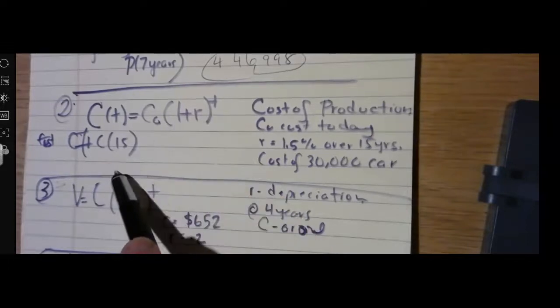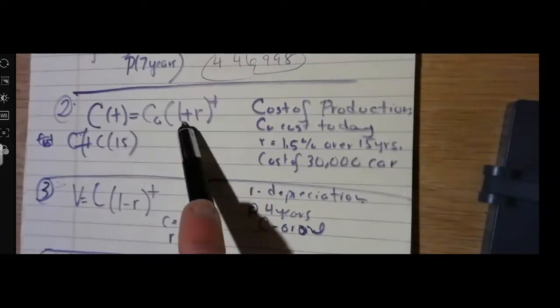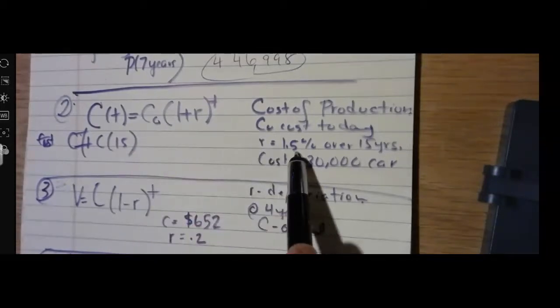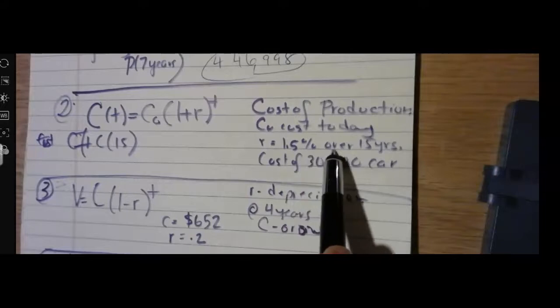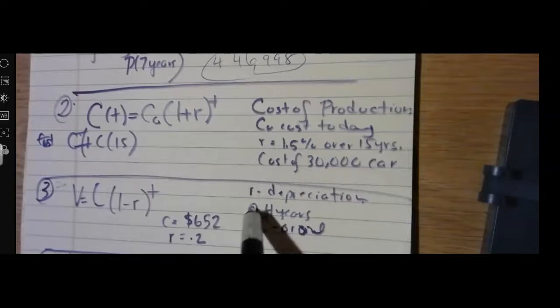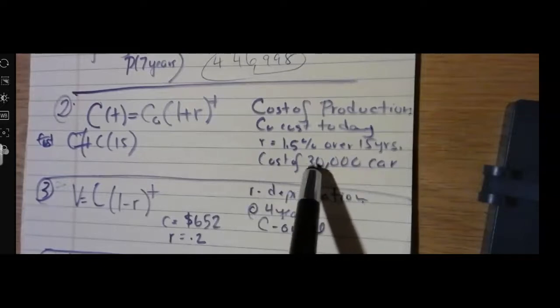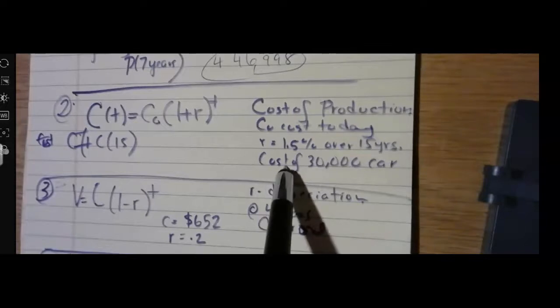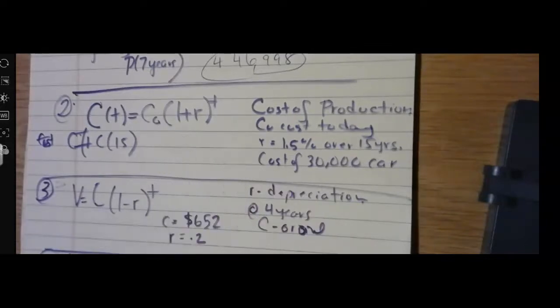So what they want to know is, what is this car going to cost to make in 15 years, assuming that it's increasing by a rate of 1.5% yearly, for 15 years. So right now they want to know the cost to make a $30,000 car, which is what it costs now. What's that going to cost in the years ahead?